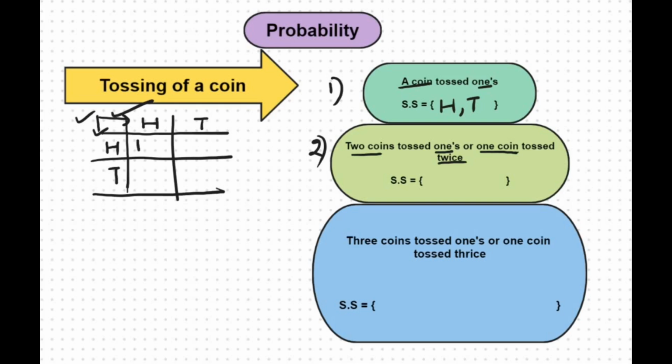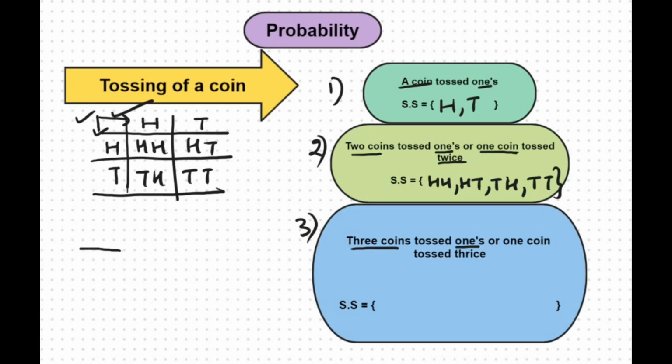So the outcomes may be head head, head tail, tail head, or tail tail. So when two coins are tossed once, the outcomes which we write in form of sample space are head head, head tail, tail head, tail tail. So here we have 4 total number of outcomes. Now in the third case, where 3 coins are tossed once, 3 coins tossed once is the same as a single coin tossed 3 times. And how to write the sample space for this?